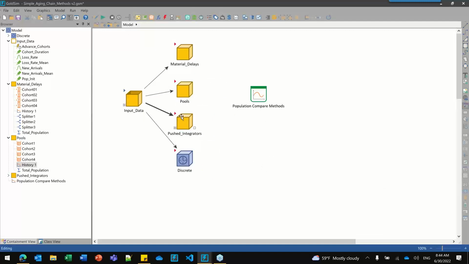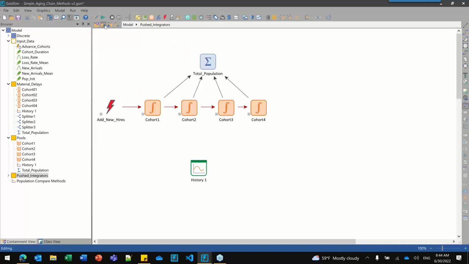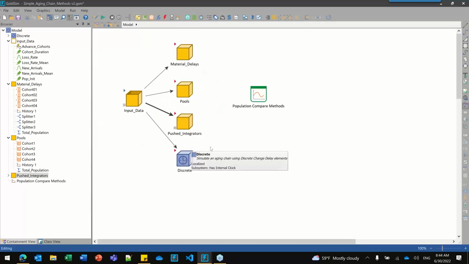So that's pools. Pushed integrators I've already talked about. And then there's one more, and this one is a totally different animal. Totally different way of looking at things, but could be useful. It's using more of a discrete event type modeling methodology, very different from the others. And in this case, we are indeed just looking at one person at a time in the system. Definitely more of a discrete event modeling paradigm.